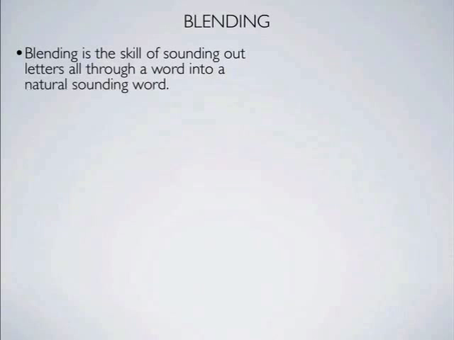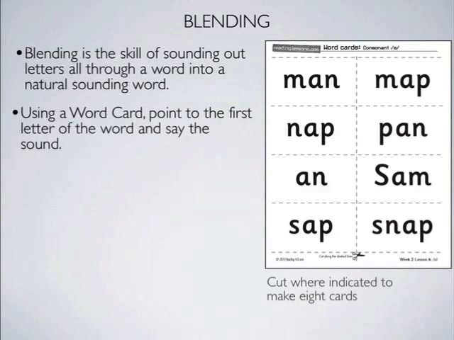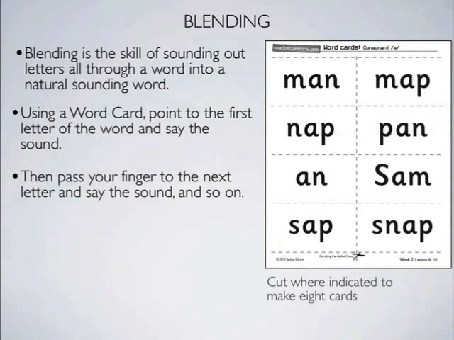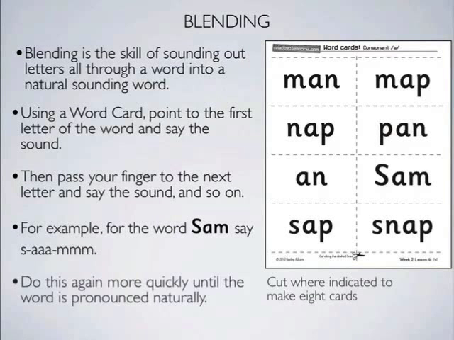Now we'll move on to blending. Blending is the skill of sounding out letters all through a word into a natural sounding word. Using a word card, point to the first letter of the word and say the sound. Then pass your finger to the next letter and say the sound, and so on. For example, for the word Sam, say S-A-M. Do this again more quickly until the word is pronounced naturally.